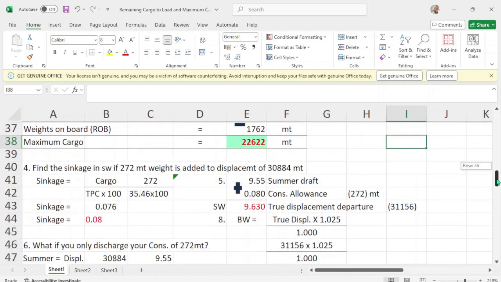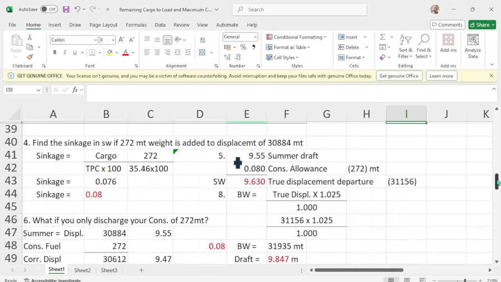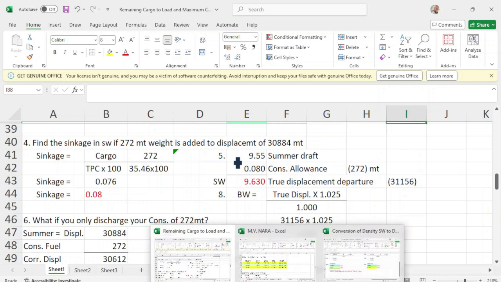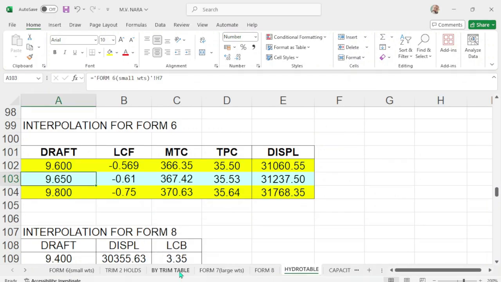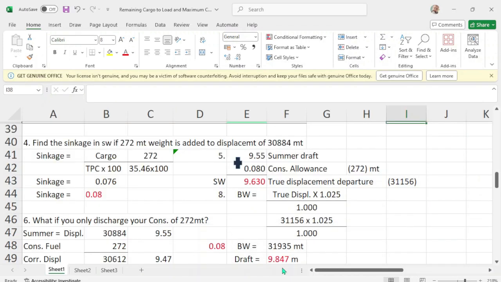Okay, and the answer is, brackish water is 9.847, which is this one. I showed you a while ago, 9.85, and this one I got 9.84 or 9.85. Okay, and I have here another solution.